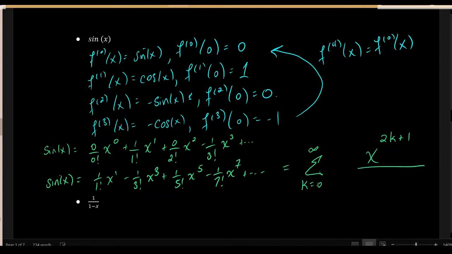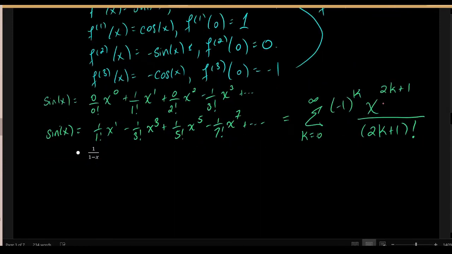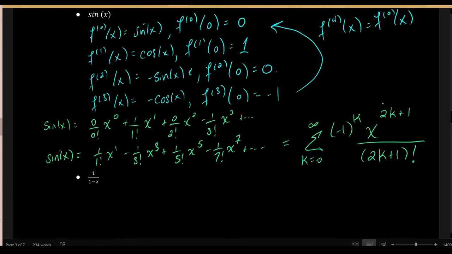Likewise, to capture the fact that the number in the factorial is also always odd, we're going to write 2k plus 1 factorial. And then, as usual, to capture the alternation, we're going to use a negative 1 to the power k. This is the power series centered at 0, representing sine of x. These two quantities are equal for any value of x that you want to plug in.